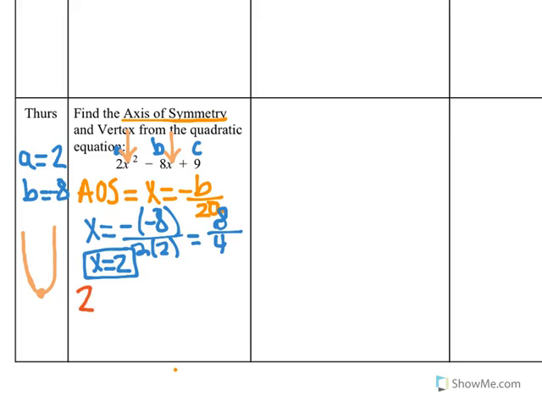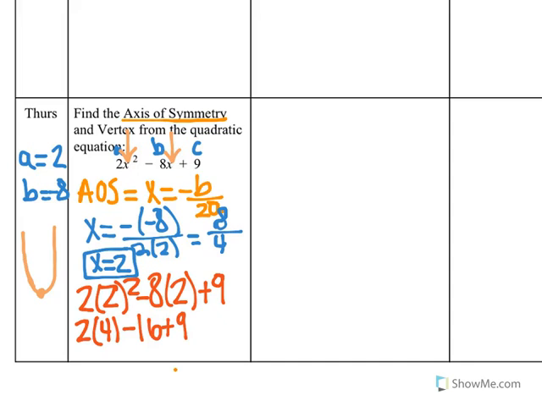Instead of 2 times x squared, we're going to replace our x equals 2 in there. 2 times 2 squared minus 8 times x, or 8 times 2, plus 9. And then we just need to simplify this. So remember, exponents come first before multiplication. So 2 squared is 4. 8 times 2 is 16, plus 9. 2 times 4 is 8, minus 16, plus 9. So when we do that, 8 minus 16 is a negative 8, plus 9 is a positive 1.